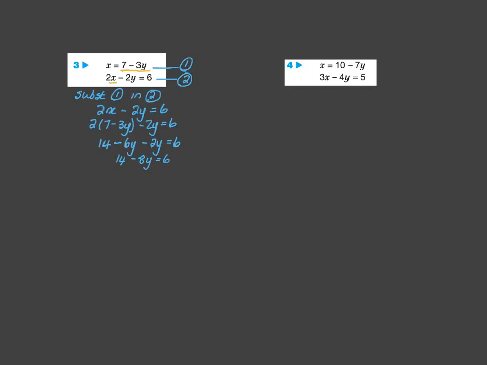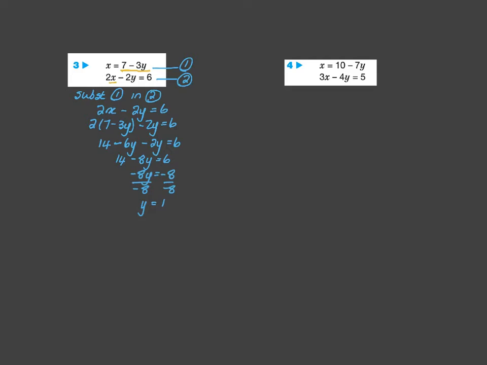So to isolate the y term over here, I'm going to subtract 14 from both sides. On the left, I'll have 14 minus 14 is 0, so it's minus 8y is equal to 6 minus 14, which is minus 8. Divide both sides by negative 8, and negative 8 divided by negative 8 is 1. Y is equal to negative 8 divided by negative 8, which is 1.